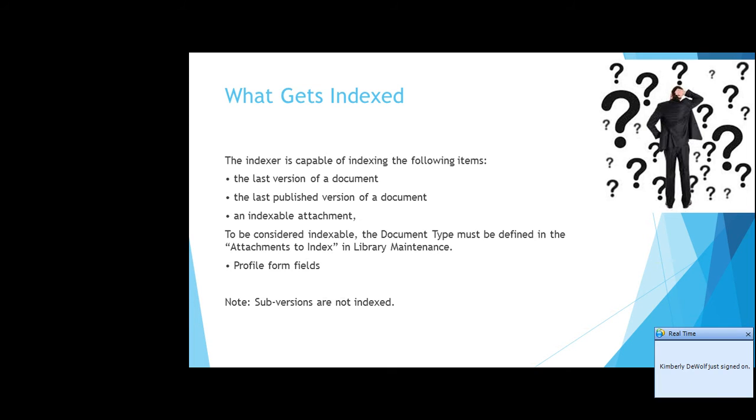And then published documents and attachments. It has to be a specific type of attachment, specified as indexable. So it's not just because you have an attachment that it's automatically going to be indexed. If you index a weird format, it's not going to get picked up.